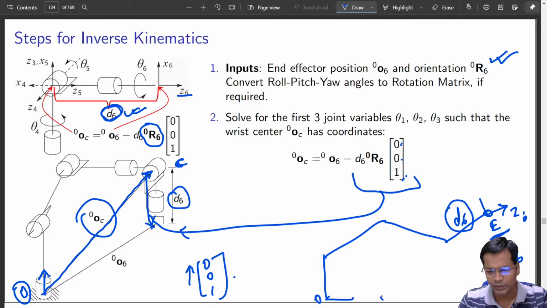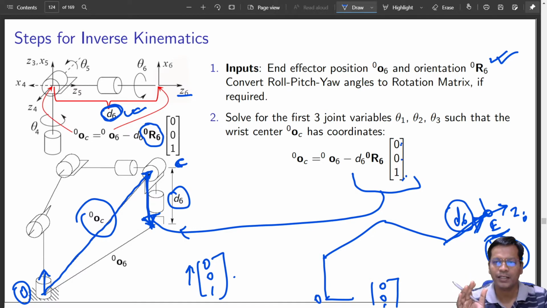Initially D6 was vertically upwards, given by 0, 0, 1. I have applied this rotation matrix and made it like this. So now this is a vector which directs along this. So this is D6. I hope it is clear. Don't confuse it with any other vectors which may be there. So this is the rotation matrix. I have rotated D6 and aligned it to this vector. So now this is your vector.